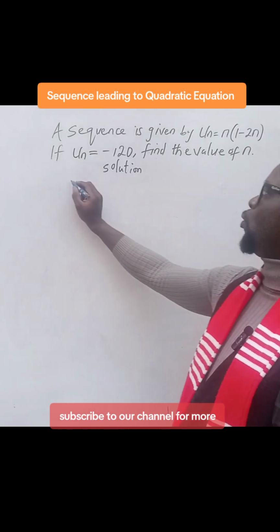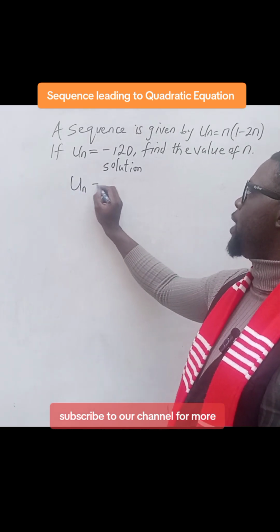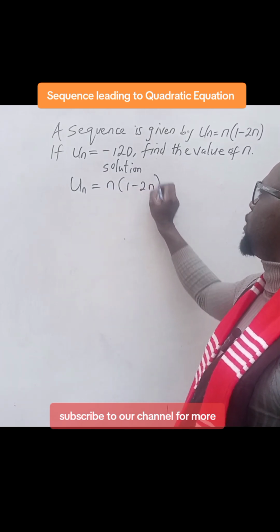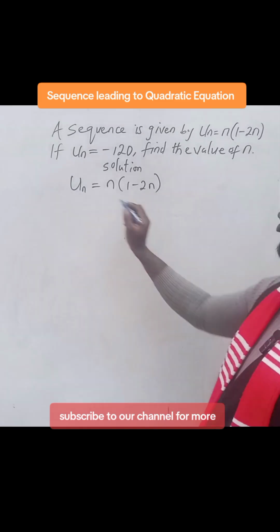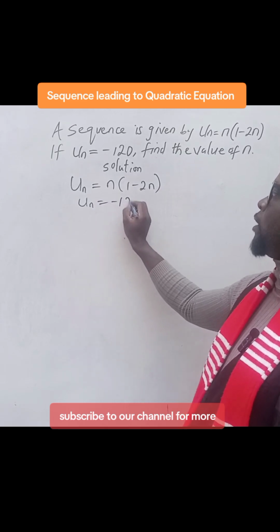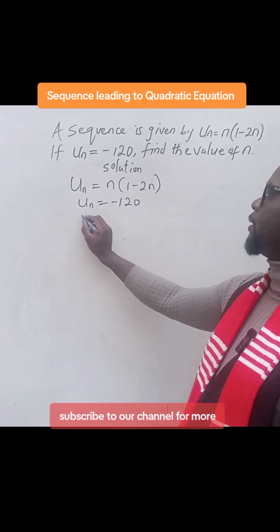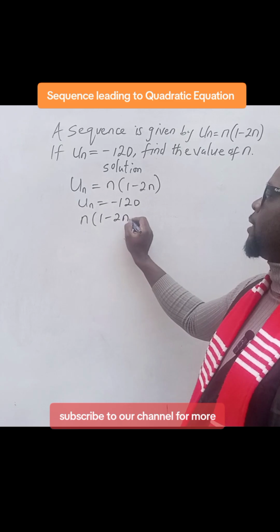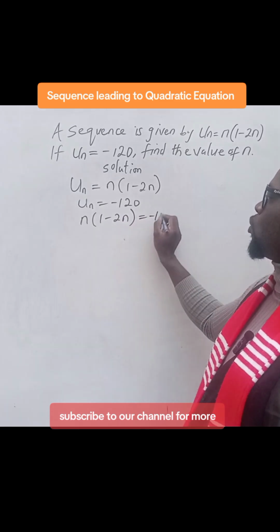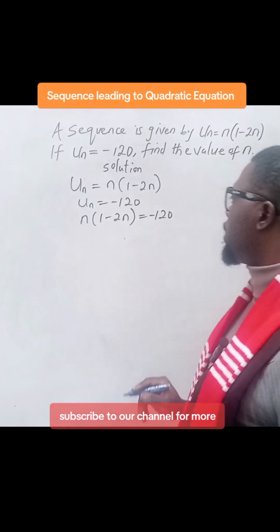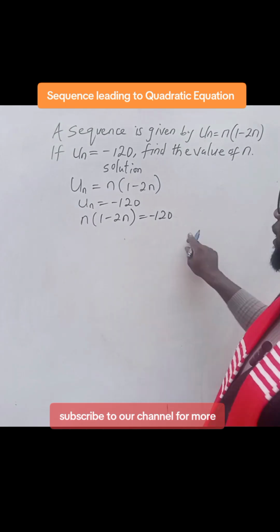So the first thing you do, you write down the question, which is un equals n(1 minus 2n). And you are told that your un is minus 120. So that means that n(1 minus 2n) is equal to minus 120. That's the first step. That's what you do first. Okay? So now there is an equation.